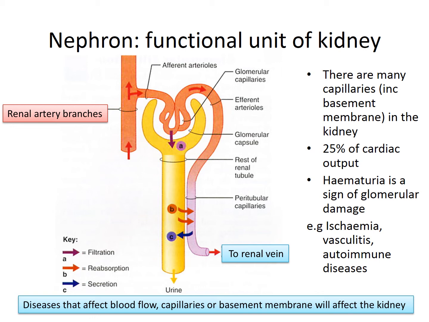If there's damage to the glomerulus, those capillaries can become leaky and release red blood cells, which can then enter the glomerular capsule, which can be damaged as well. And so if there's blood in the urine, that's a sign that the glomerulus may be damaged. I think we'll leave that slide at the moment. So that's the nephron, which is the functional unit of the kidney.